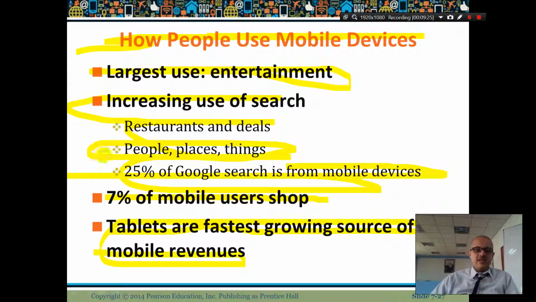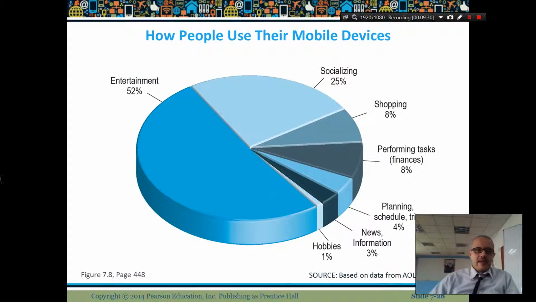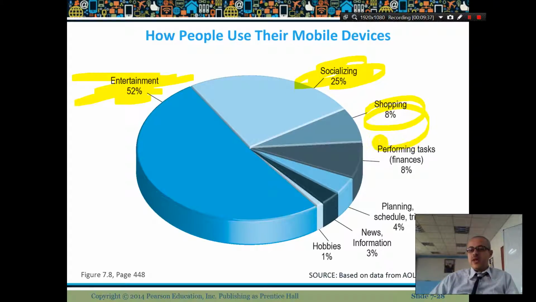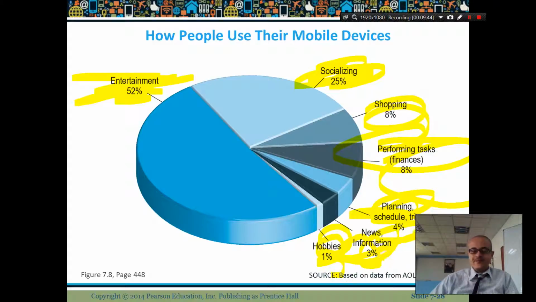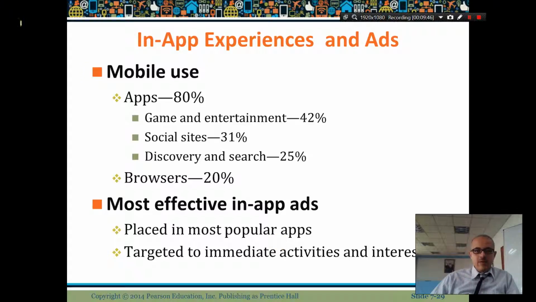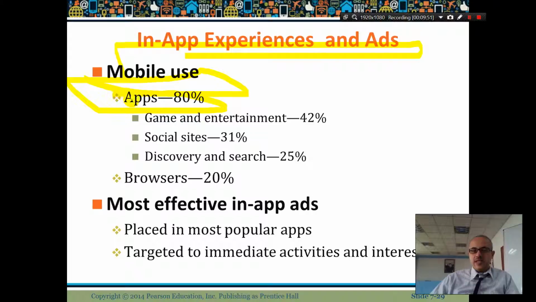Do you think these numbers are small, or highly growing? Here we've got people using mobile for entertainment, socializing is number 2, then shopping, performing tasks, finance, planning trips, news, information, hobbies. In-app experiences and ads: mobile use is 80% apps, games, social sites, and discovery search, browsers only 20%.